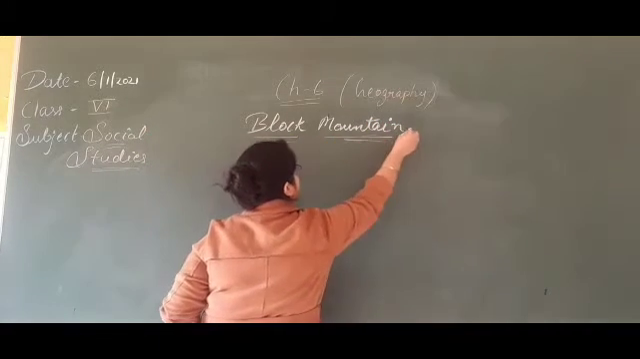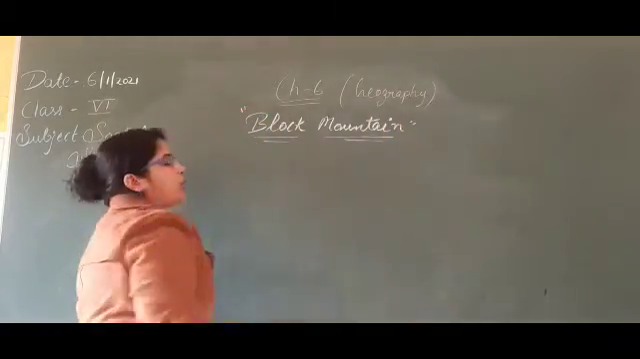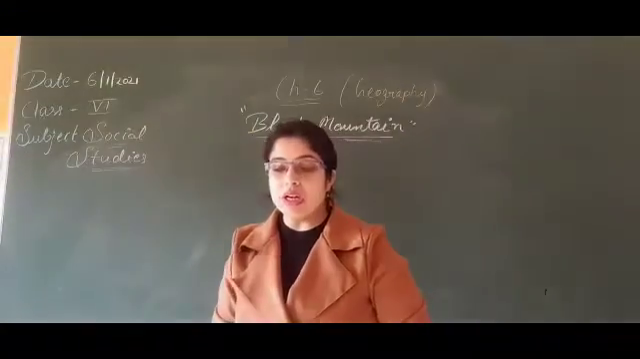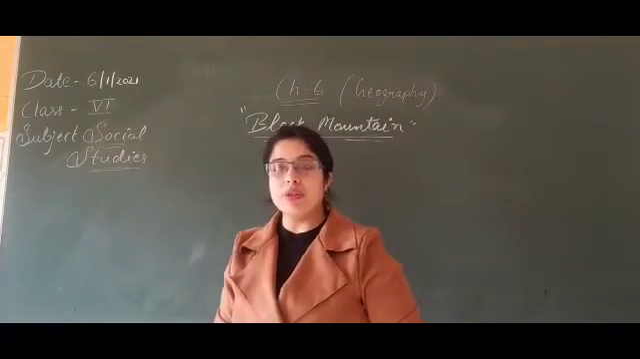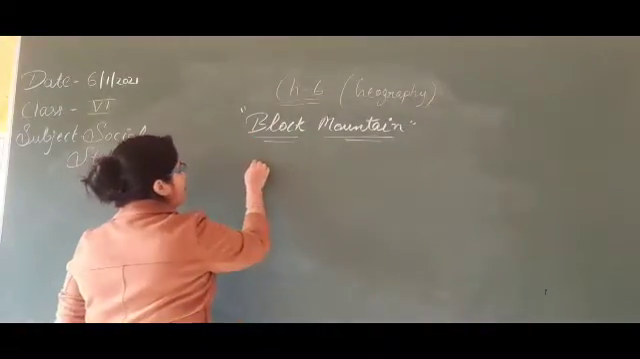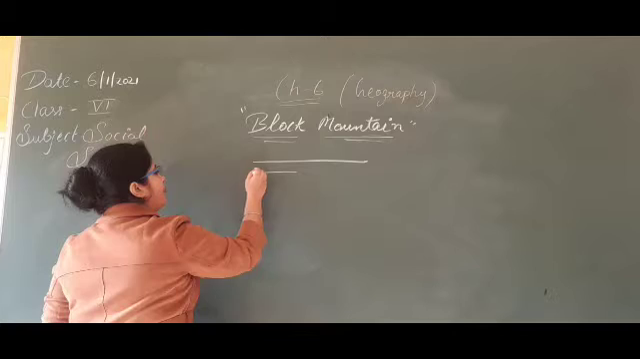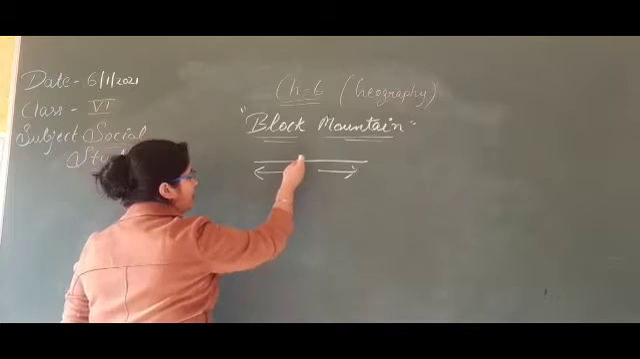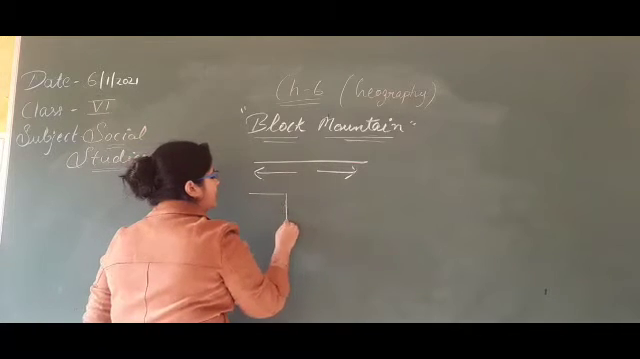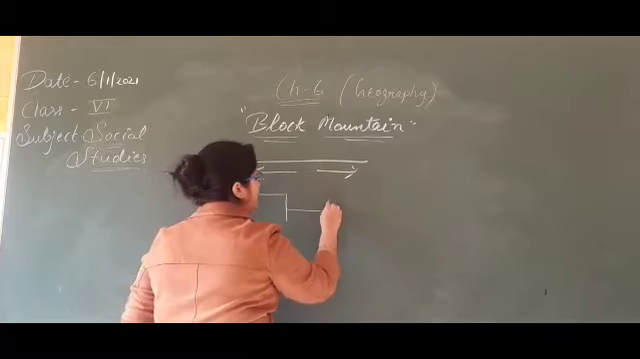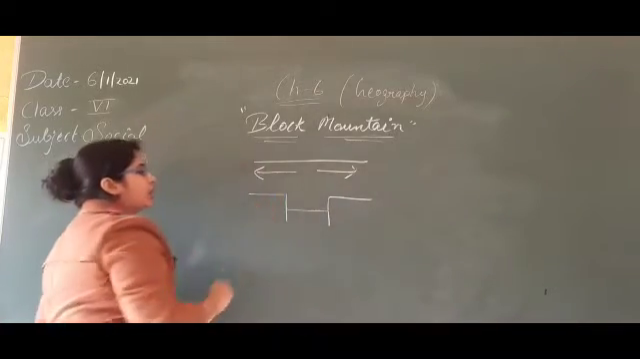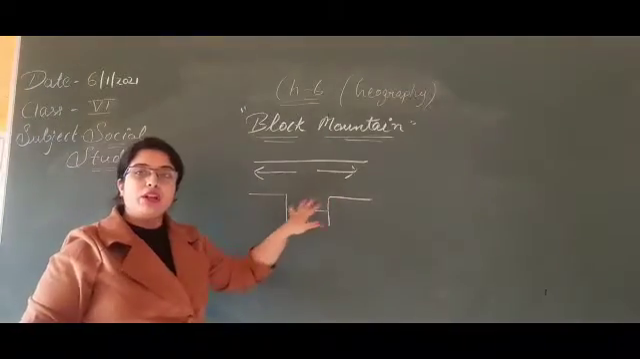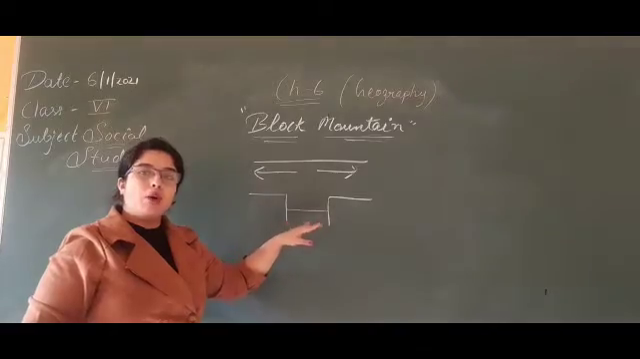Today we will study about the block mountain. What is a block mountain? Block mountains are formed when two plates pushing against each other cause pressure to build. That is, if plain land pushes against each other, forces against each other, then what will happen? The land will look like this. This one is the block mountain. A block area will form between the plain area, that is the block mountain.